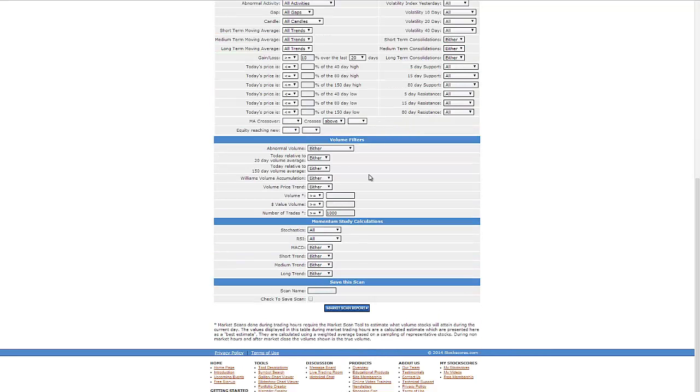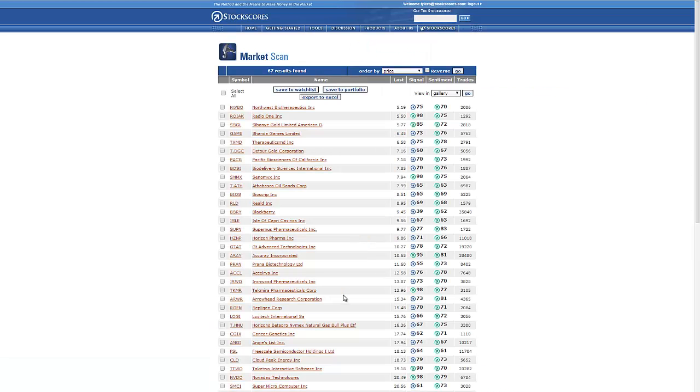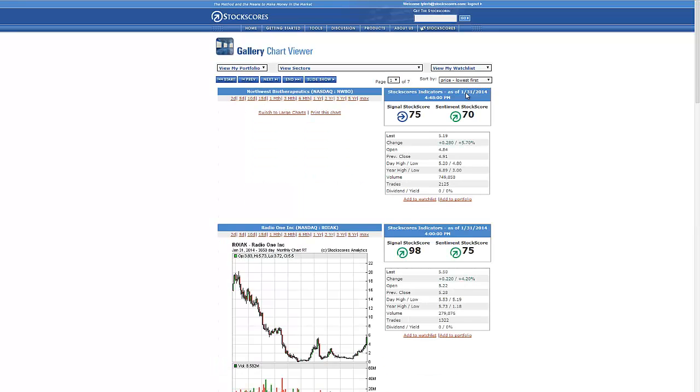So let's in fact add in price greater than $5, sentiment score at least 60, and now run that scan, and it's going to go through every stock that trades in North America, and it found 67 that meet those basic criteria. Now, my last step is to inspect the charts to see if they have predictive chart patterns.